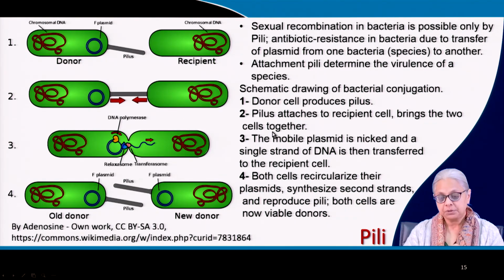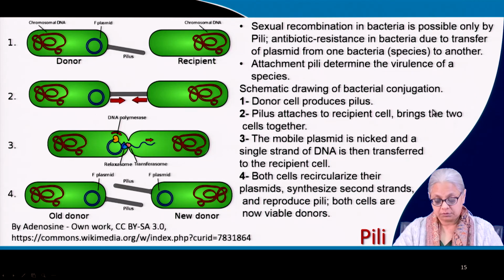So these attachment pili will determine the virulence of a particular species, because once it becomes resistant to a particular antibiotic, they become more virulent. Okay, so that's all of it.